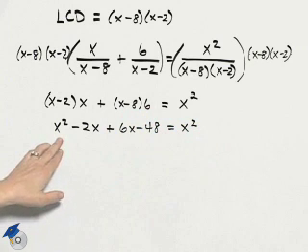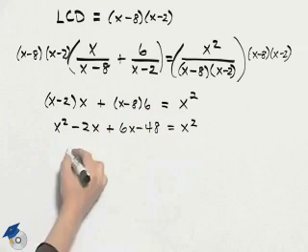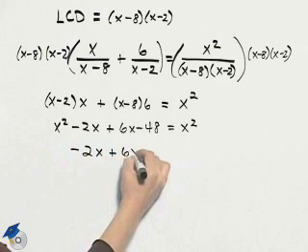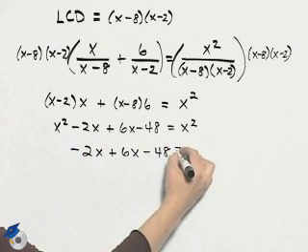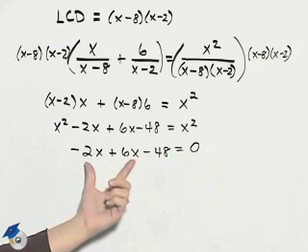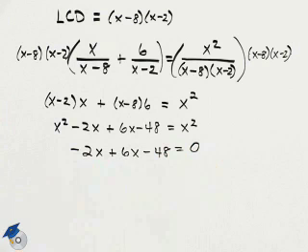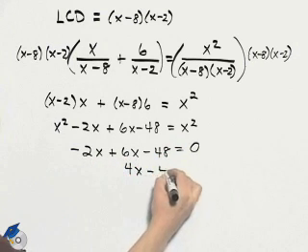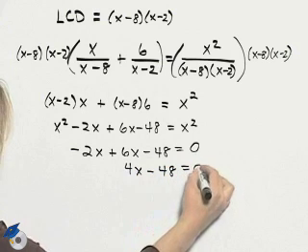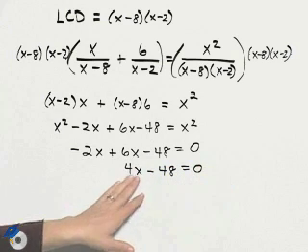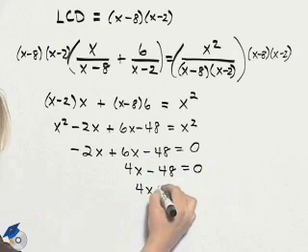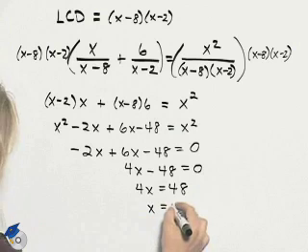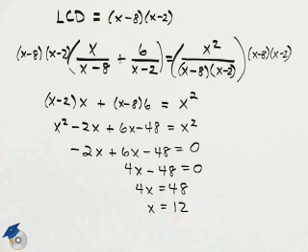We can subtract x squared from both sides of the equation. If I do that, I'll have minus 2x plus 6x minus 48 equals 0. Next, I notice that we have some x terms on the same side of the equation, so we'll just combine those and we'll have 4x minus 48 equals 0. We can then add 48 to both sides of the equation and then divide both sides by 4. And 48 divided by 4 is 12.